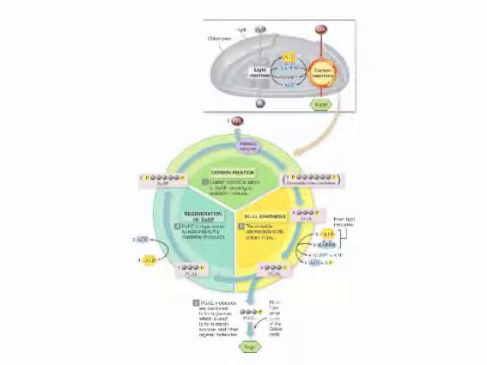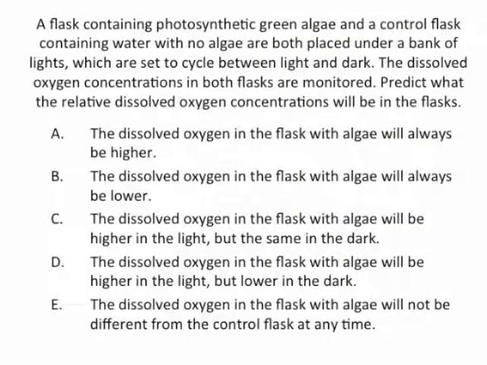Okay. So I have a question for you, just to get you thinking. A flask containing a photosynthetic alga and a control flask containing just water with no algae are both placed under a bank of lights, which are set to cycle between light and dark, and you're able to measure the dissolved oxygen in both flasks. What do you expect to see? I'll give you a minute to think about this, and then we can talk about it a little bit.